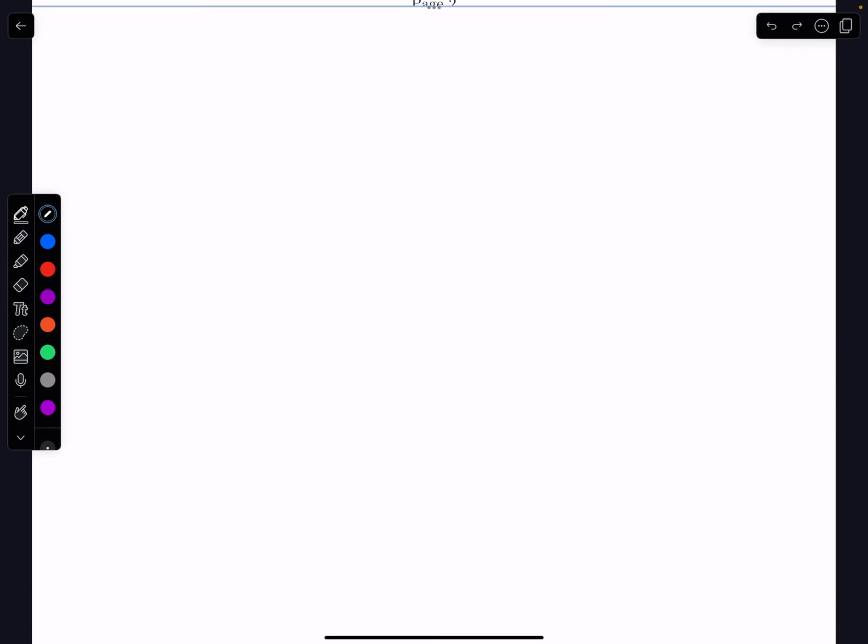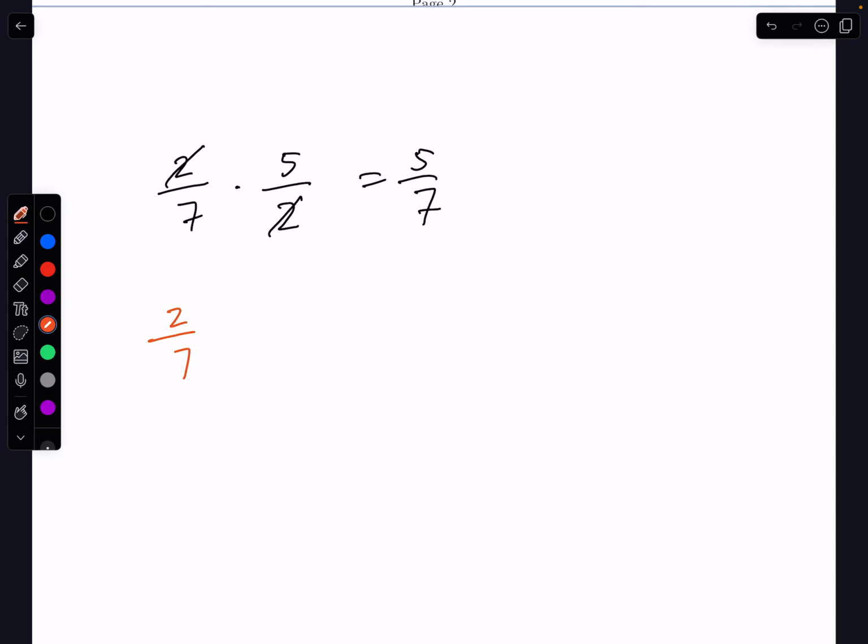Okay. So earlier we said if you have 2/7 times something like 5/2, I think I changed the numbers, but this is the same idea. The twos can cancel, giving you the 5/7, right? That's a general principle with fractions. Well, another general principle with fractions is this same idea can carry over with multiple numbers.